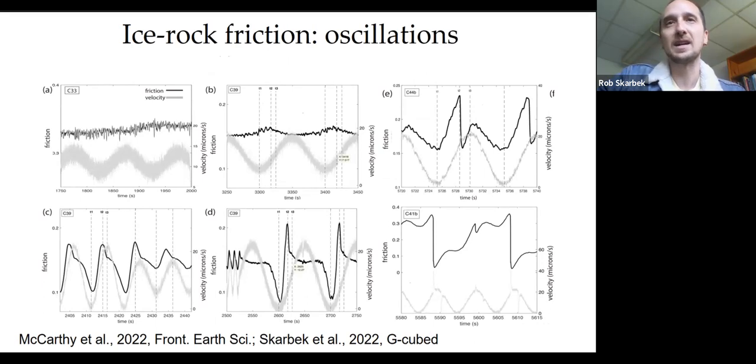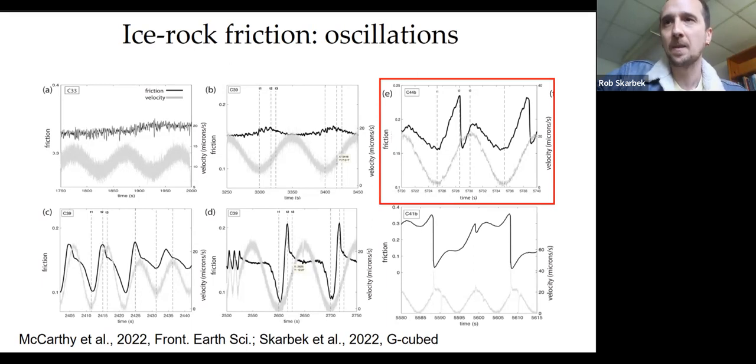So this is ice on rock data again. In each of these panels, the gray curves show the applied velocity oscillations, and the black curves show the measured frictional responses. Again, the oscillations in the applied velocity are a proxy for applying an oscillating shear stress to the sliding surface. If you look closely, you might notice that the peaks in the friction response are not in phase with the peaks in the applied velocity, which is an important thing that we've been seeing.